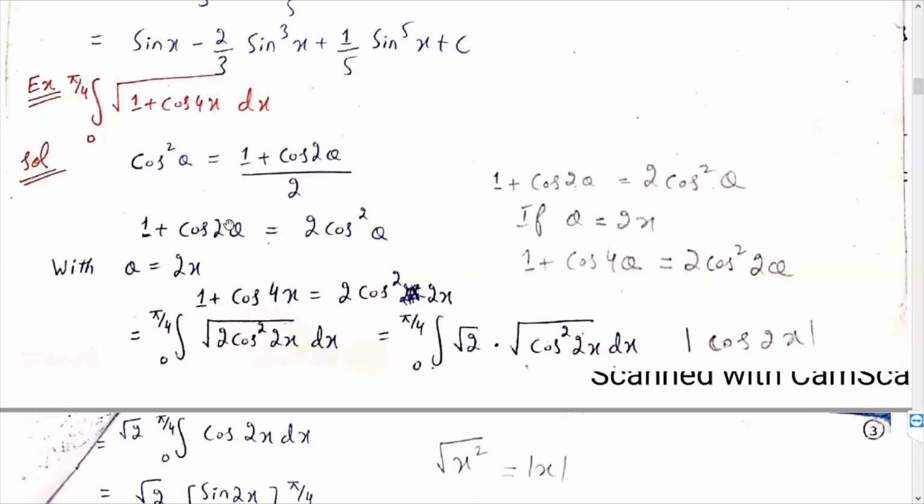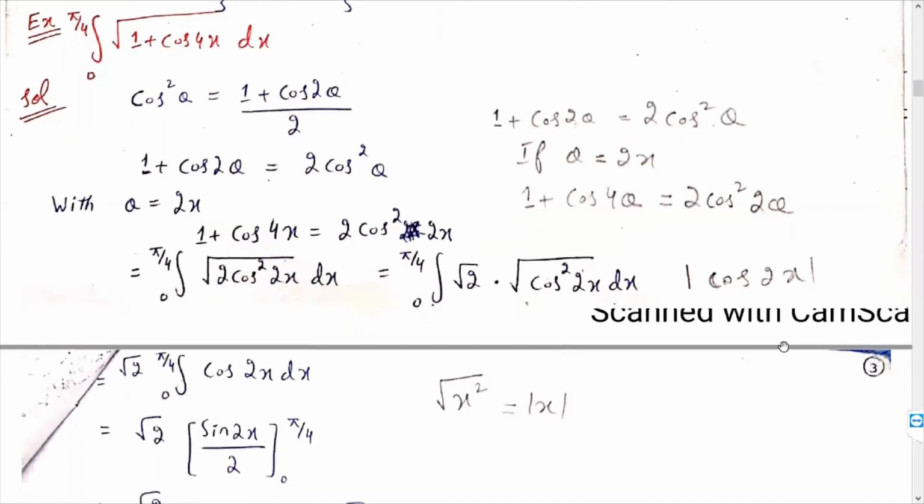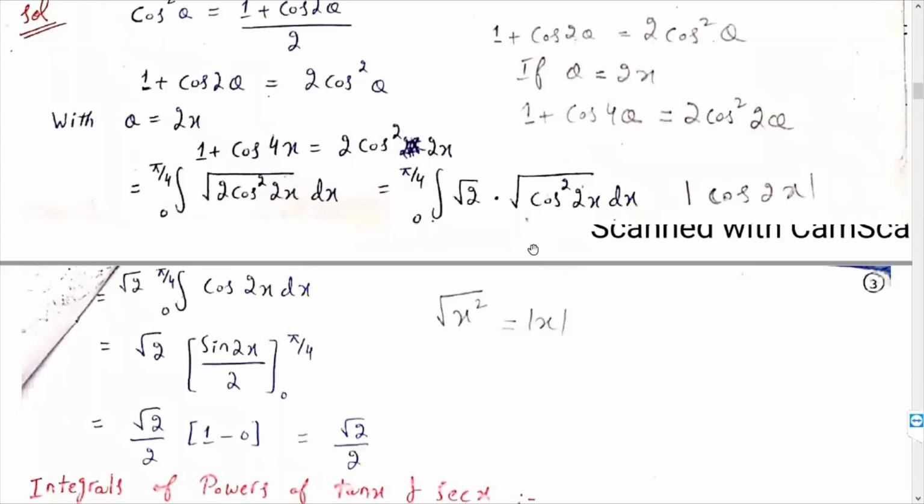As we know that 1 plus cos 2 theta is equal to 2 cos square theta. If theta is equal to 2x, then 1 plus cos 4x is equal to 2 cos square 2x. So we can replace this whole expression by 2 cos square 2x under the radical, and we know that under the radical x square is equal to mod of x. So I can write it as mod of cos of 2x dx.